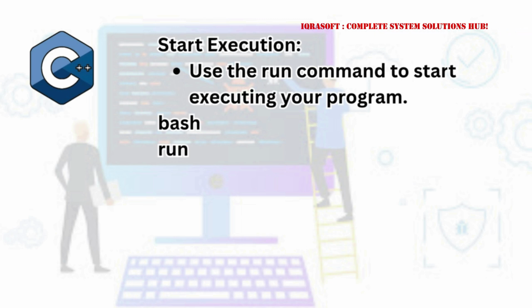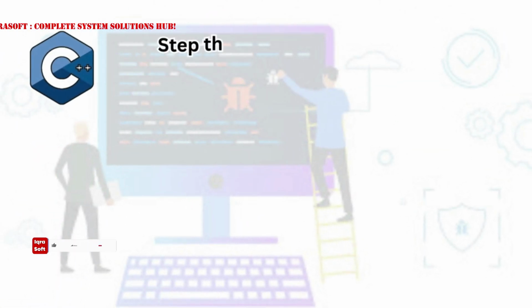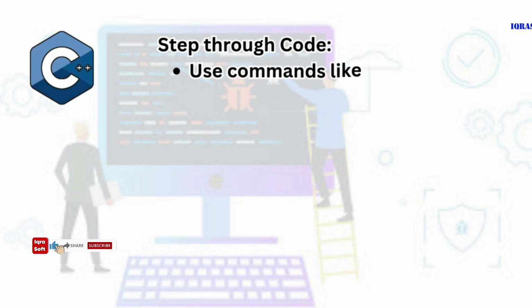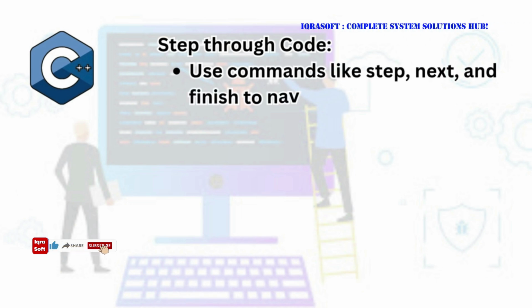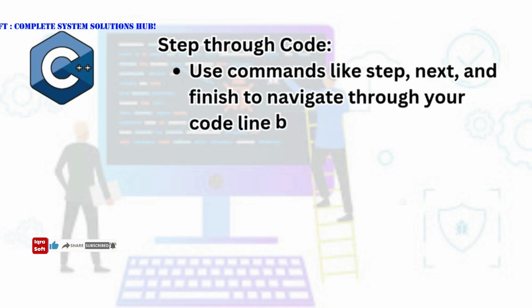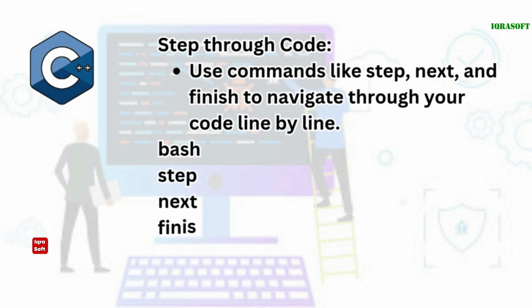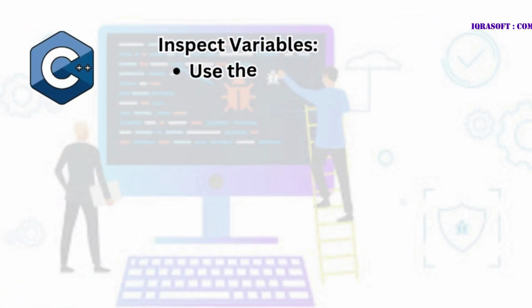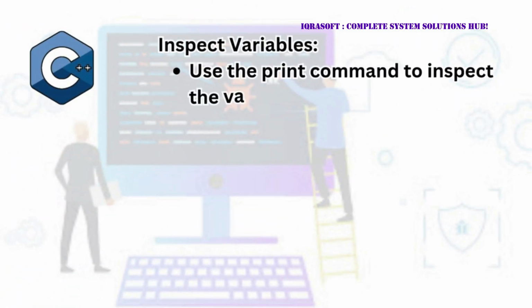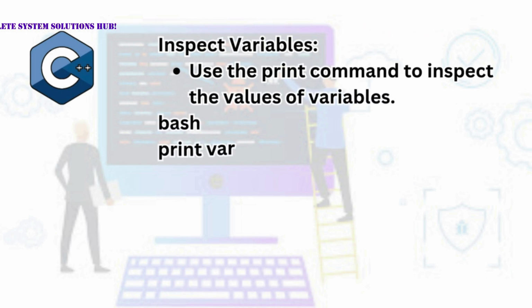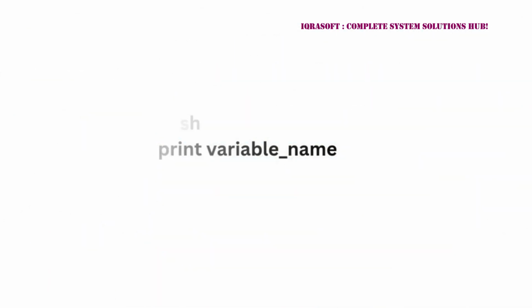Bash: run. Step through code. Use commands like step, next, and finish to navigate through your code line by line. Bash: step, next, finish. Inspect variables. Use the print command to inspect the values of variables. Bash: print variable_name.